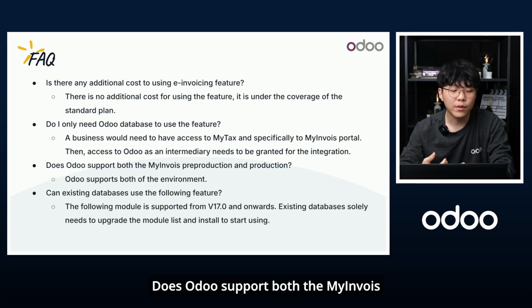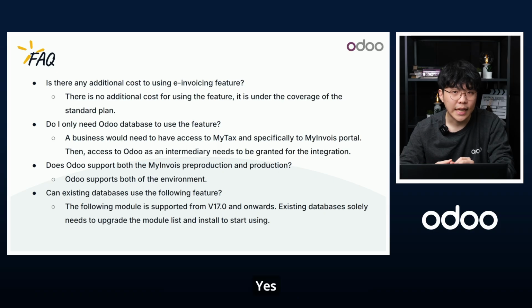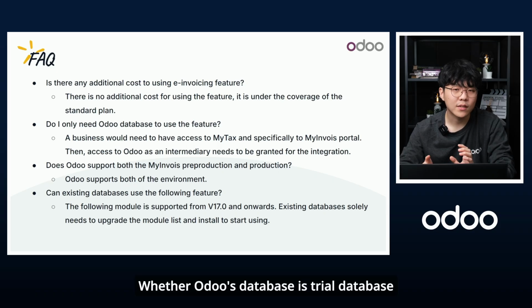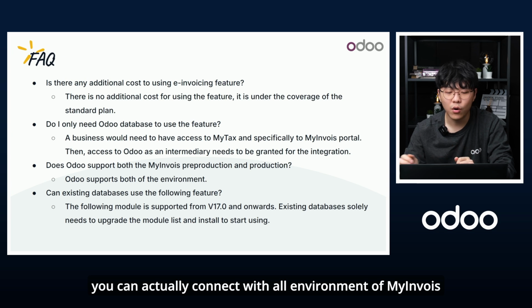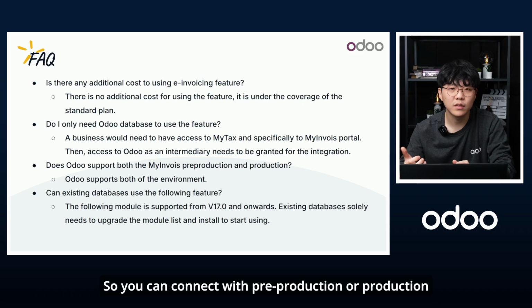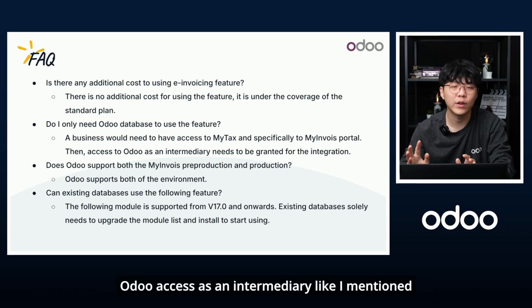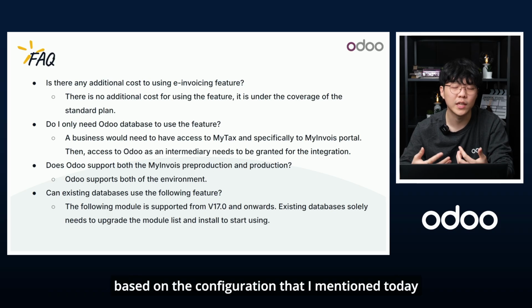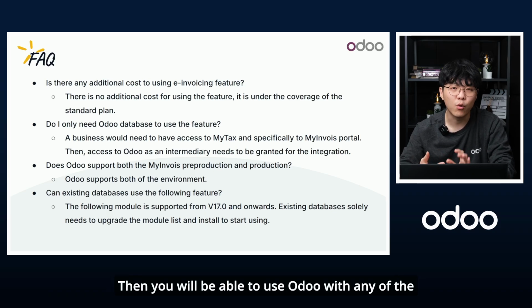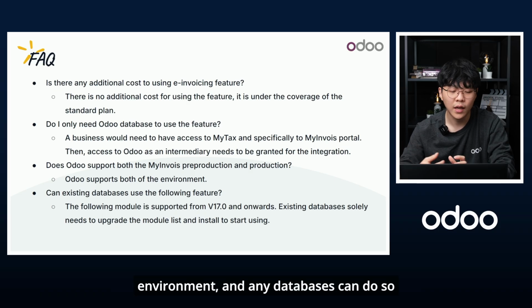Does Odoo support both the MyInvois pre-production and production? Yes. Whether the Odoo database is a trial database or a database under subscription, you can actually connect with all environments of MyInvois. So you can connect with pre-production or production. You just need to make sure that you grant Odoo access as an intermediary, like I mentioned, and you establish the connection properly based on the configuration that I mentioned today. Then you will be able to use Odoo with any of the environments, and any databases can do so.